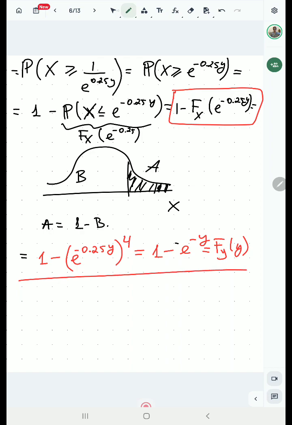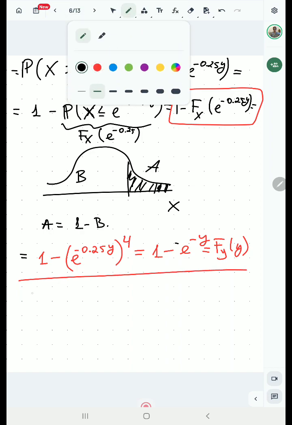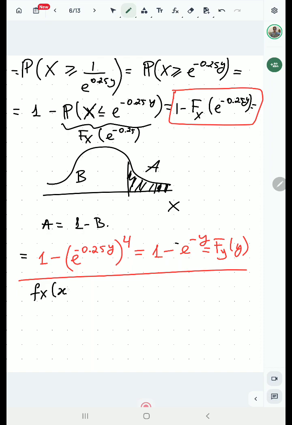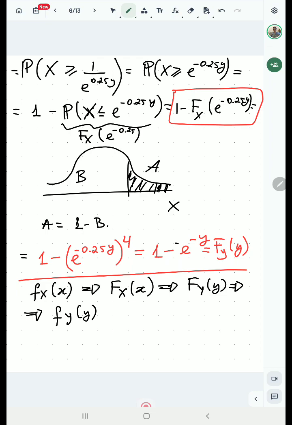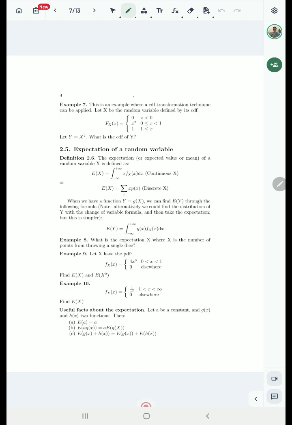So if you are given the PDF of x, what you can do is find the CDF of x. Then from that you can map it by using the CDF to CDF method. You can find the F_Y of y, and from that you can get the lowercase, so the PDF of y, right? Because we know that the PDF is nothing but the derivative of the CDF, right? That is another approach. Now let's have a look at the next question.